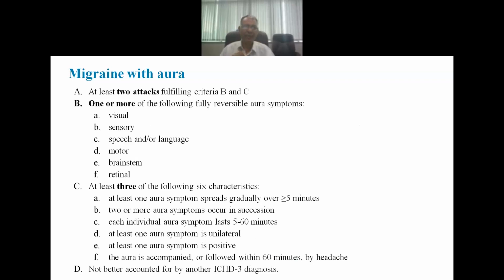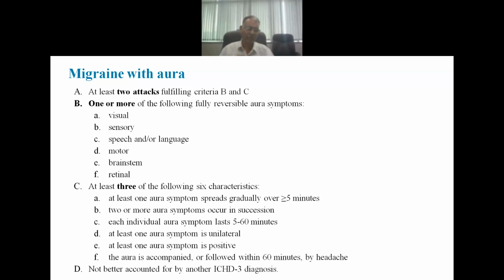Then migraine with aura. I have just talked about what exactly is aura. At least two attacks fulfilling criteria B and C. Here, what type of aura? It can be visual, sensory, speech or language, motor, brainstem, retinal. We have already talked. Retinal is probably you start feeling there is some blurring of vision or some scotoma or something like that. Of course, it is very rare and many times the patient will not be able to recognize it. But you should keep this in your mind, because this is one of the types of aura which a patient may encounter.